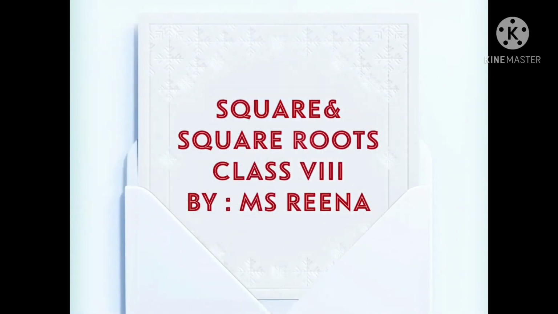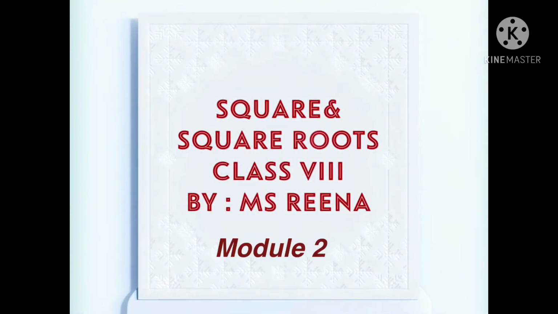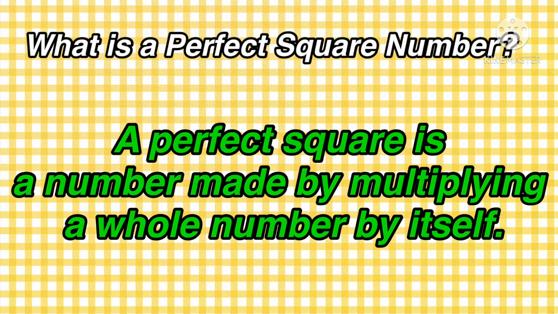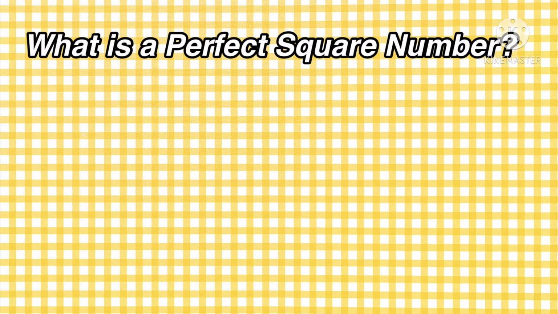Welcome dear students. In this module we will discuss different methods to find square roots. In the last module we discussed what a perfect square number is. A perfect square is a number made by multiplying a whole number by itself.